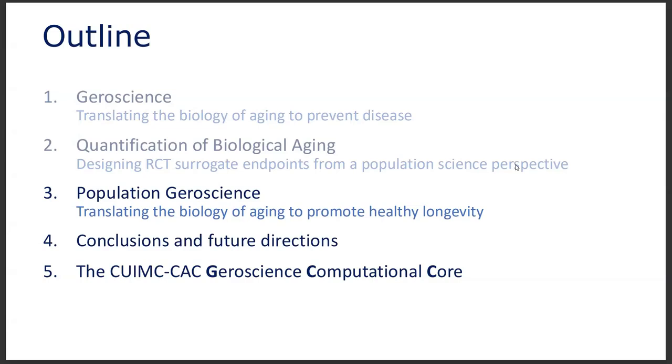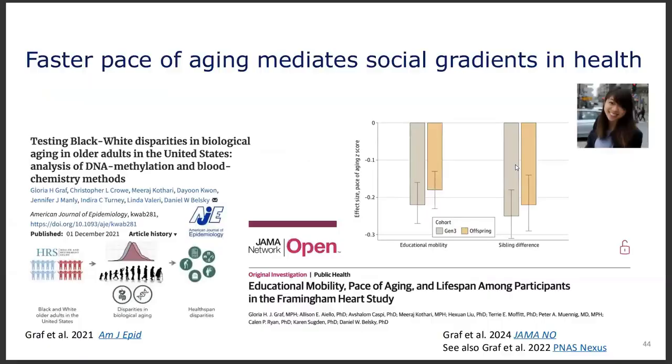I'm just gonna cover very briefly a couple of cute examples of how we've deployed these in somewhat amateurish versions of the work that you guys do. So Gloria Graf was a PhD student working with me. These are two of her papers deploying these indices of biological aging, including our pace of aging epigenetic clocks, in sort of classical health disparities study designs.